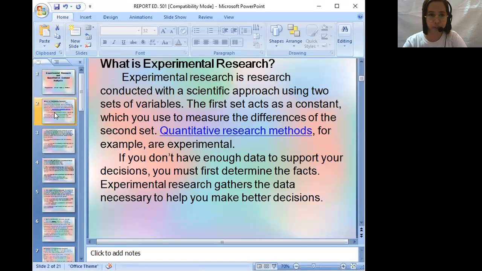Experimental research. So what is experimental research? Experimental research is a research conducted with a scientific approach using two sets of variables. The first set acts as a constant, which you use to measure the differences of the second set. Quantitative research methods, for example, are experimental. If you don't have enough data to support your decisions, you must first determine the facts. Experimental research gathers the data necessary to help you make better decisions.